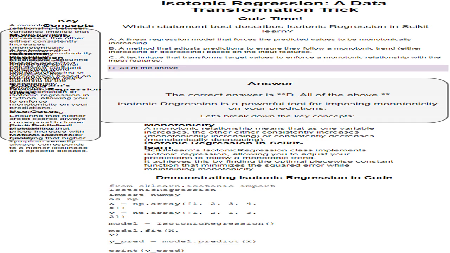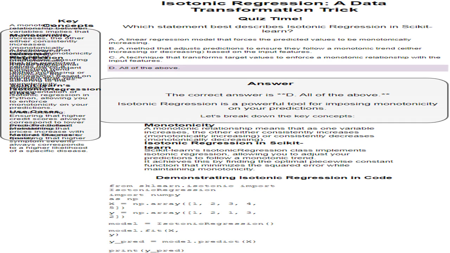Correct. This accurately describes isotonic regression. It takes existing predictions and adjusts them to ensure they follow a consistent trend, either increasing or decreasing based on the input features. This ensures the model's predictions are in line with expected relationships between the input features and the target variable.